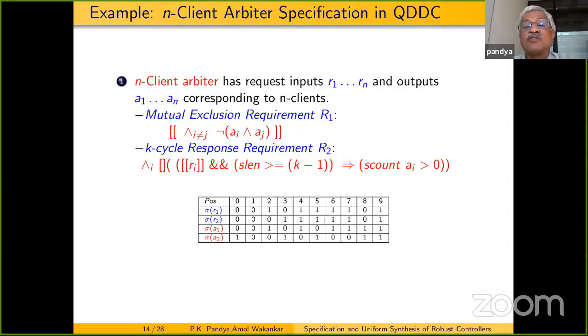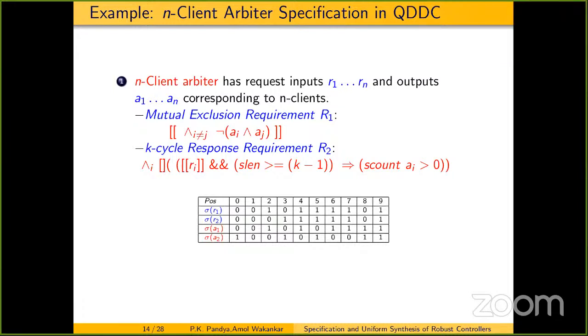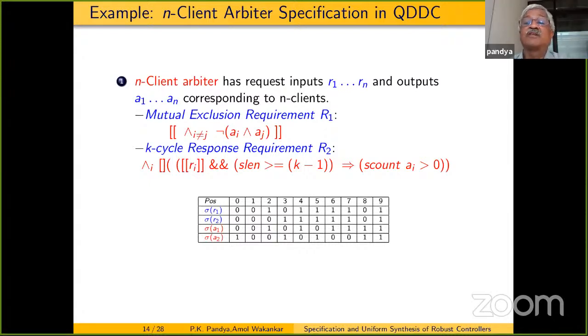You may not be able to respond within 3 cycles. That's clear, right, Rahul? Yeah. So you will make an assumption that at a time simultaneously no more than 3 requests come.